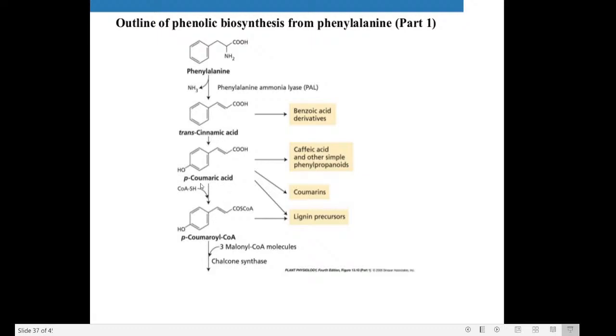Then it's converted to p-coumaric acid, which is converted by coumaryl CoA synthase. After this synthase pathway, it produces the phenolic compounds. During this pathway, cinnamic acid helps to produce the benzoic acid derivatives, and coumaric acid is helpful for caffeic acid and other simple polyphenols production, coumarin production, and lignin precursors production. These are all sequential processes.